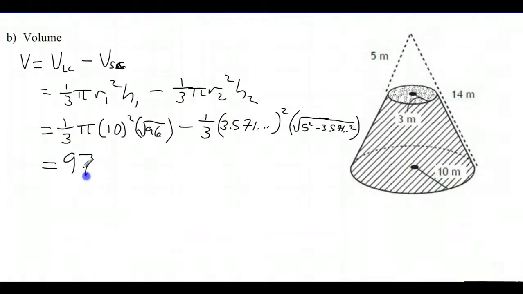979.3. 979.3 meters cubed. Cubic meters.